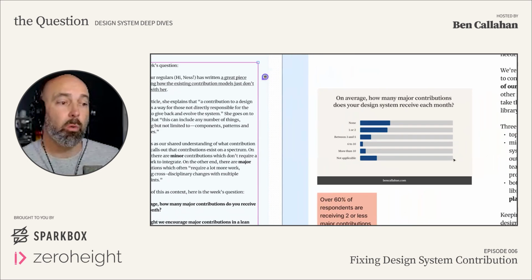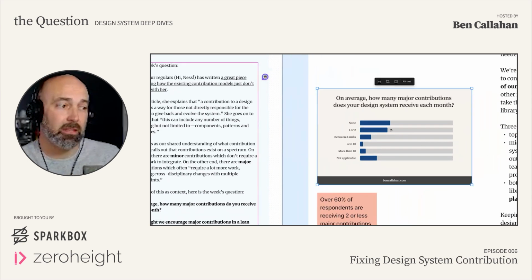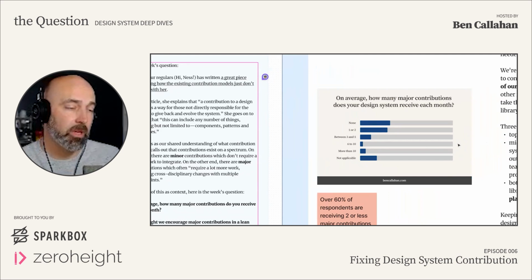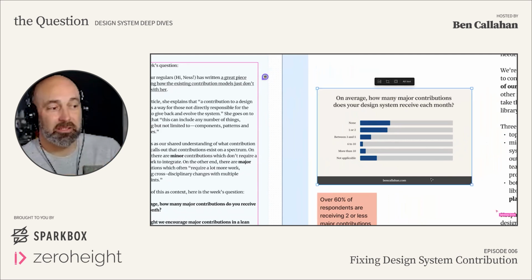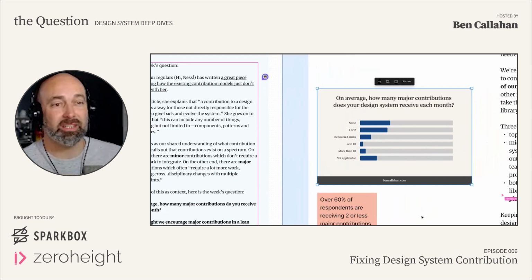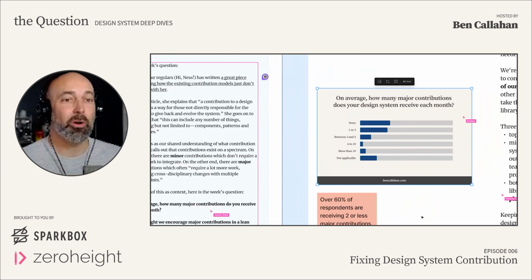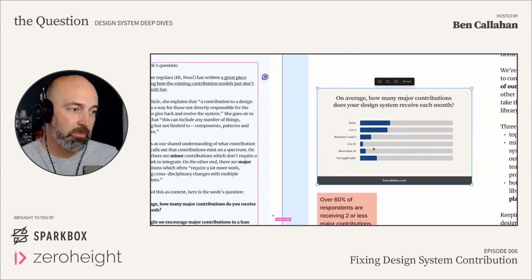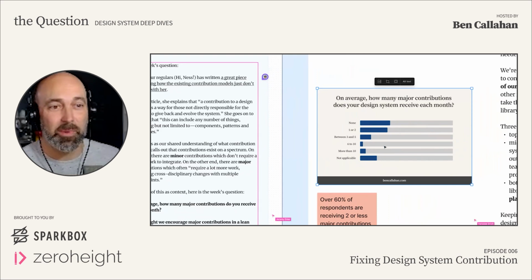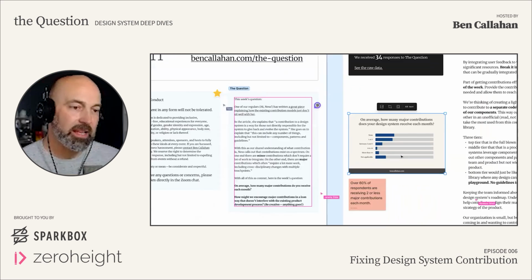So the quantitative question we asked led to this response, which I'm highlighting here in the FigJam. And what I saw in this is that over 60% of you said you get 2 or less a month, right, of these major contributions. So that's a huge chunk of folks that are basically saying, we're not getting a lot, we're not doing much with this. There were, of course, a few teams that had much higher, but these are like 1 and 2 responses basically. So that's sort of context.